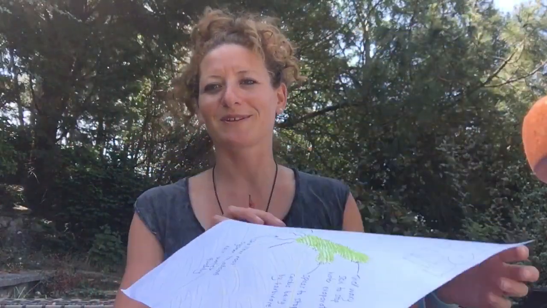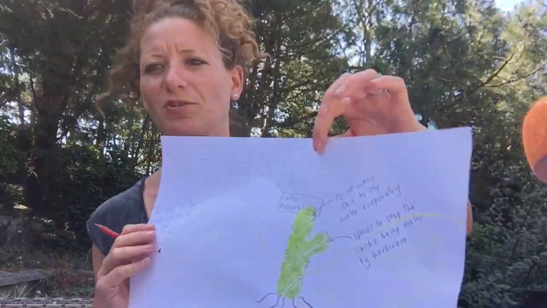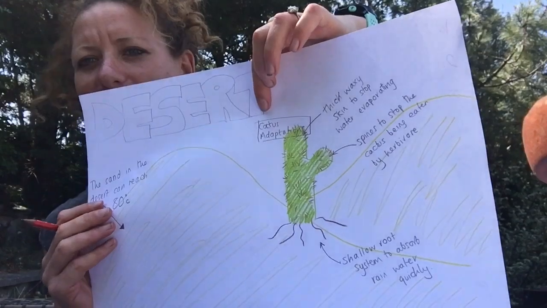Add your labels, and they are your cactus adaptations. Okay, so I've just put a little label at the top, cactus adaptations. Okay, brilliant. When you've done that, we'll come back, we'll learn about our amazing species that can actually walk on 80-degree hot sand, which is just crazy.